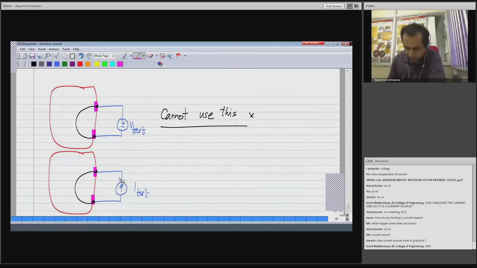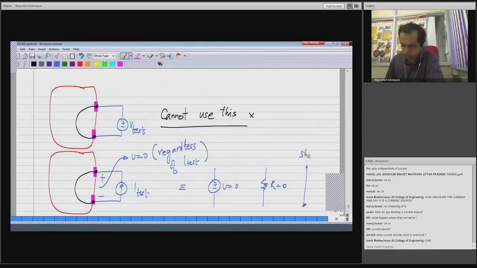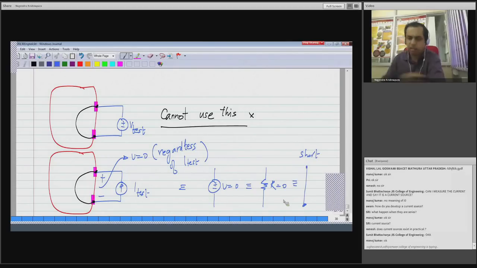Because this is a short circuit, regardless of whatever current is flowing there, this node and that node will be at the same voltage. So this voltage will be zero, and this is zero regardless of I-test. What does it mean? You can think of it as either a 0 volt voltage source, or a zero resistance, or a short circuit. All of these are equivalent to each other. All of them are short circuits.